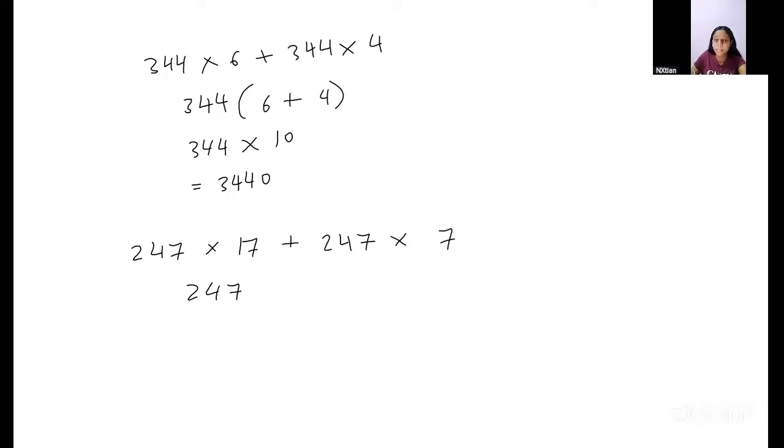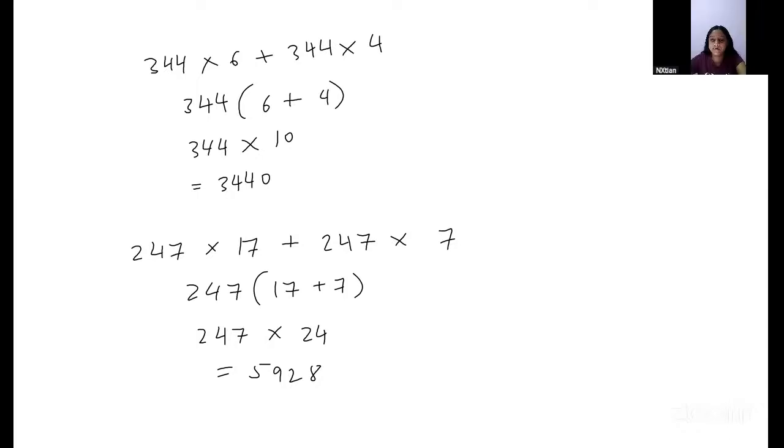Why? Because it's there on both sides, left side and right side. So we take it common. Inside the bracket, 17 plus 7. How much? 24. So 247 multiplied with 24. How much will we get? 5928.